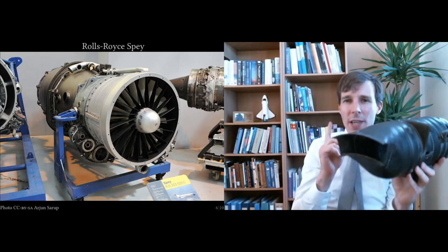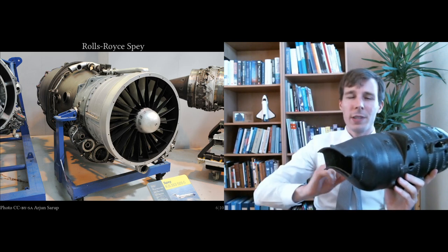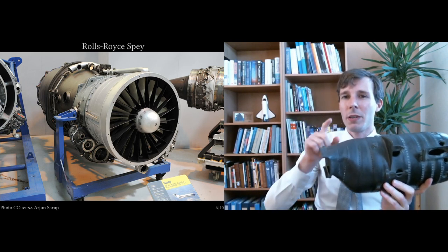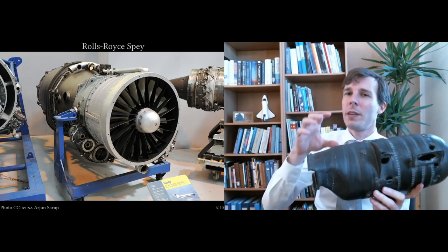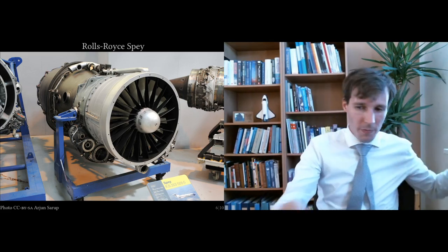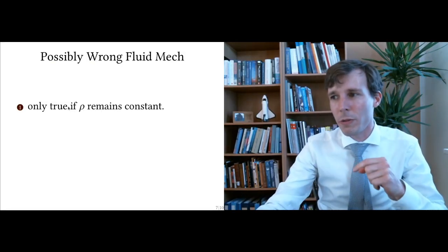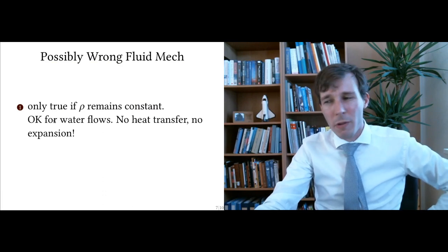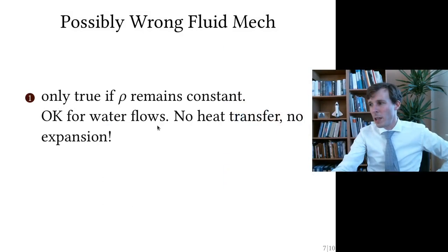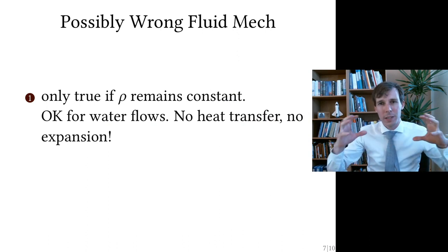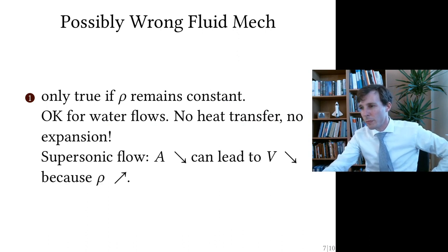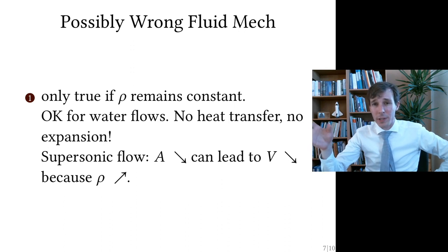So be careful when you say that when area decreases, velocity must increase, or vice versa, because this assumes in the background that the density is constant, which is not always the case. So the math says this is only true if rho remains constant, and rho may remain constant for water flows, yes, but not if there's heat transfer, and not if there's expansion or contraction of the fluid. So be careful, it's a classical result in supersonic flow, for example, flow faster than sound, that if you decrease the area, then you also decrease the velocity because the density increases.